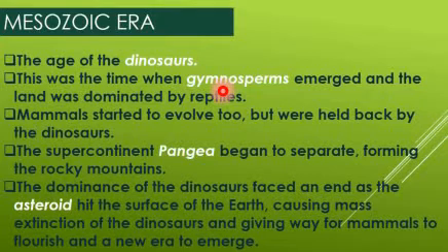Now, mammals started to evolve too, but were held back by the dinosaurs. So yun nga, although yung mga mammals, di ba, ay nag-evolve, no? Nga lang kasi during that time, di ba, ito mga dinosaurs na to ay mga carnivores. So ibig sabihin, kakainin niya rin kung sino yung mga nasa paligid niya. Now this supercontinental Pangaea began to separate, forming the Rocky Mountains.